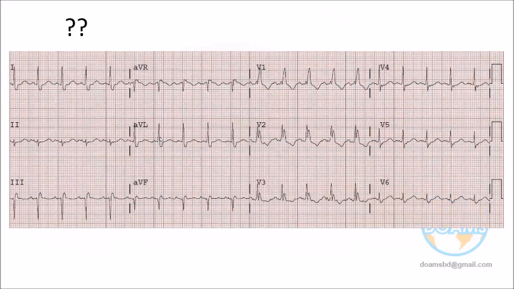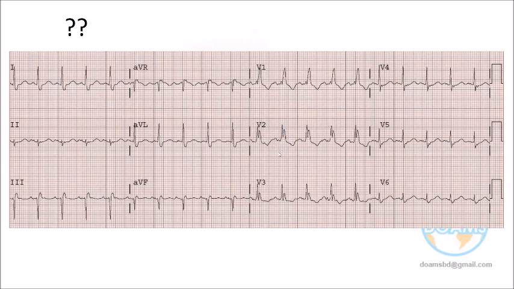Here, what is the block or anything? Please identify. Try to identify. RSR pattern in V2 and V3. Yes, V2, V3, RSR pattern. Okay, this is the M pattern. So it is in the right-sided leads, right? If you look at aVR, it also shows a little M, but more visible in V1, V2.